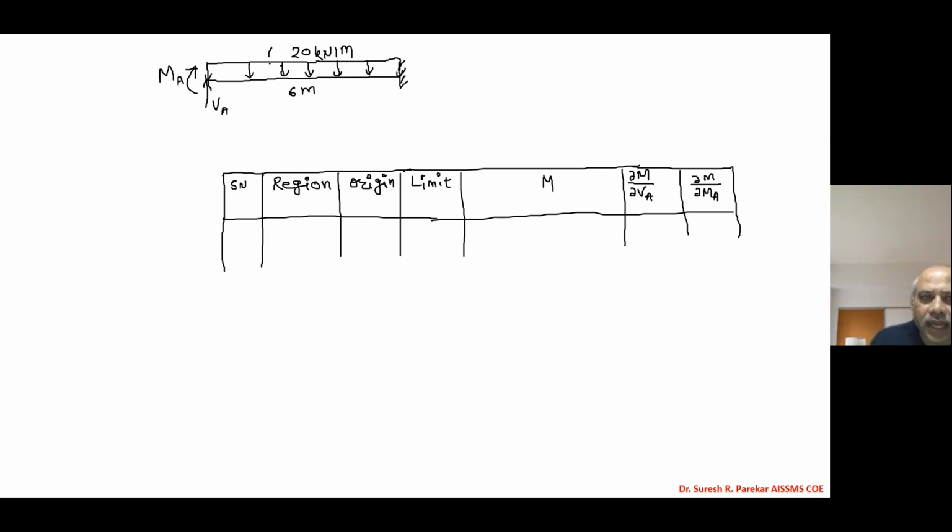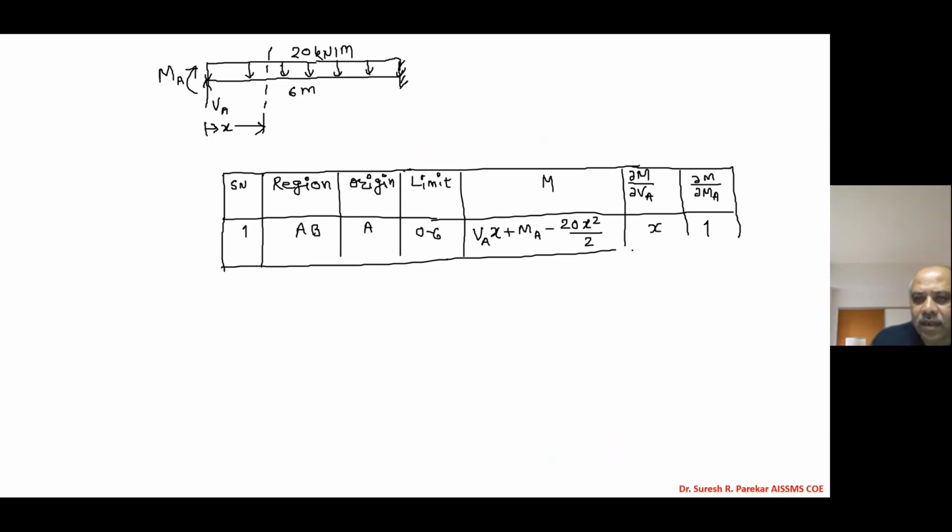If I consider X over here, then we have serial number 1, region AB, origin A, limit 0 to 6. M we have VA into X plus MA minus 20x square by 2. dM by dVA is X, and dM by dMA is 1.